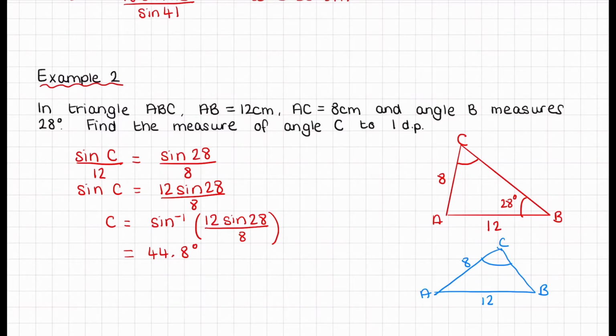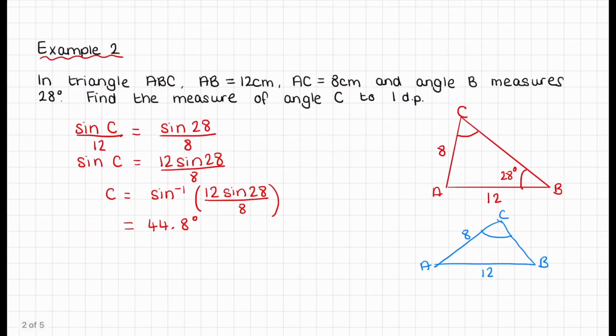So we always have to be aware that this could happen, and we need to account for that in our answer. So the answer could be 44.8 degrees, or it could be 180 minus 44.8 degrees, which is 135.2 degrees. So there are two possible solutions to this problem. Now, once again, this only happens with the sine rule and if we have two sides and one angle. It's the only time we can have an ambiguous case.